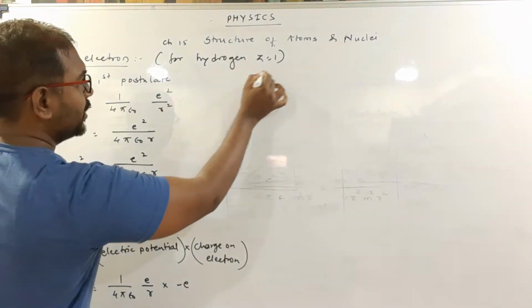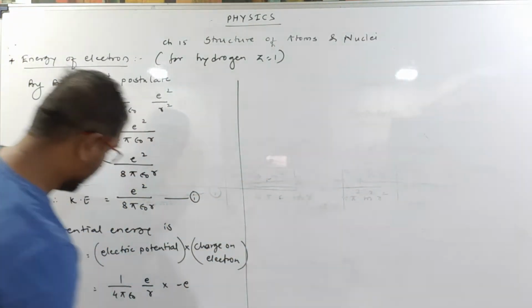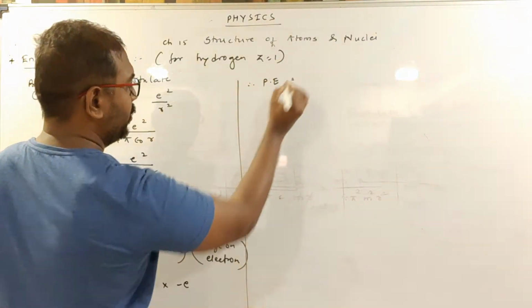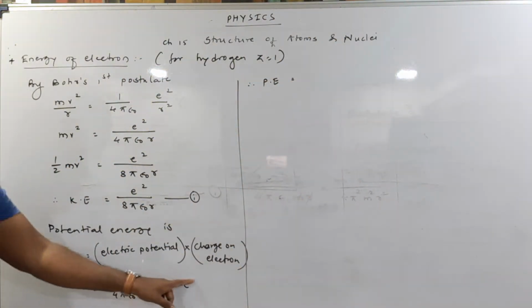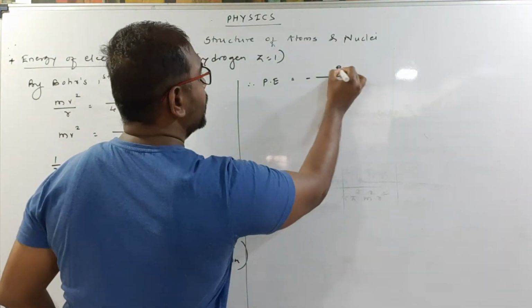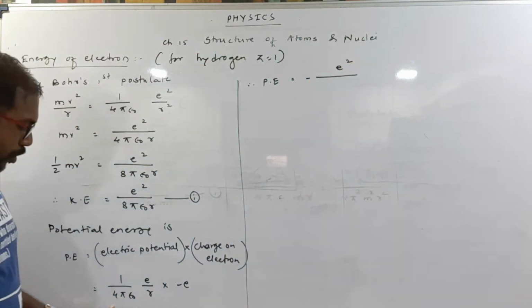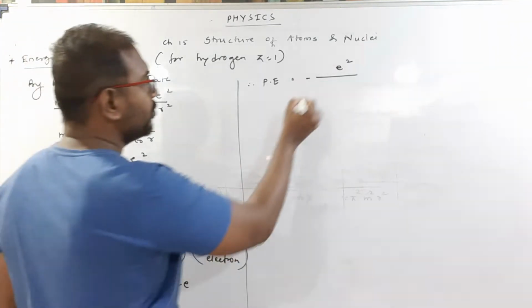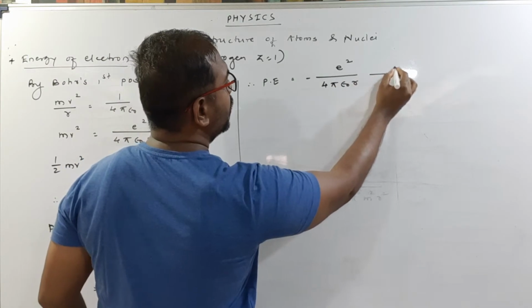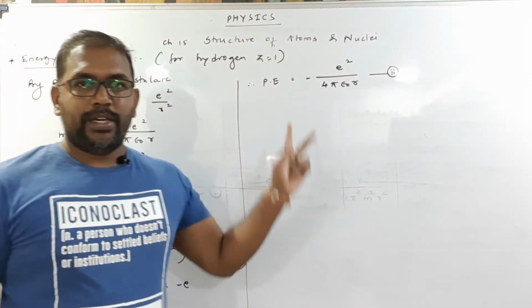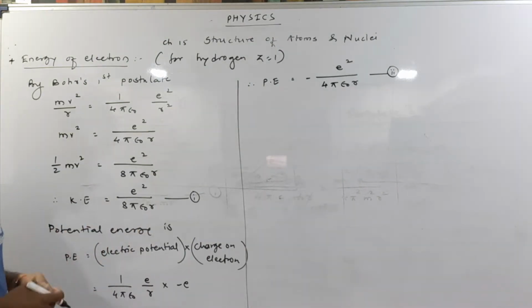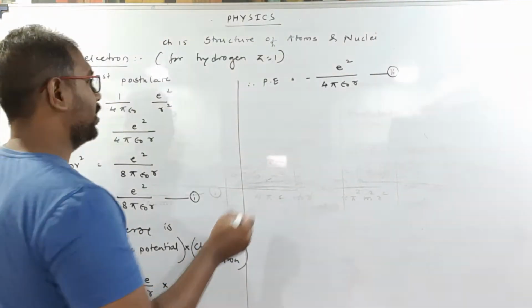So after solving this, we can write potential energy is equal to minus e square divided by 4 pi epsilon 0 r, equation number 2. So equation 2 is the potential energy, equation 1 is the kinetic energy. We have to add both the energies, and we get total energy.